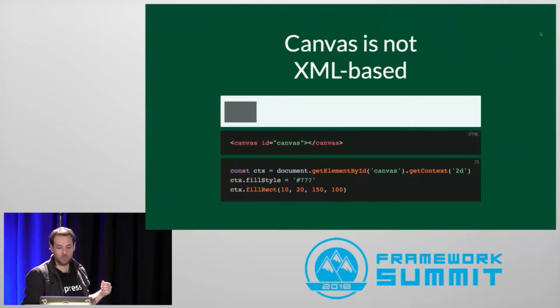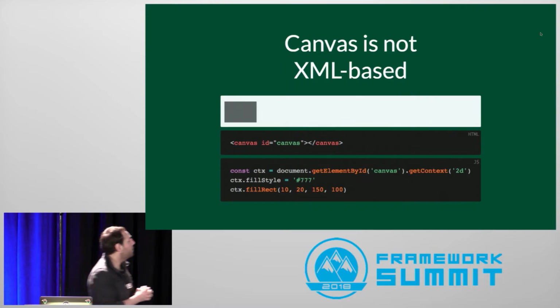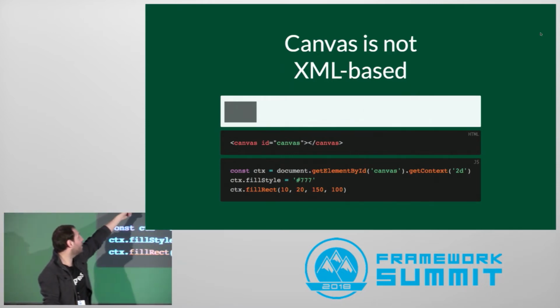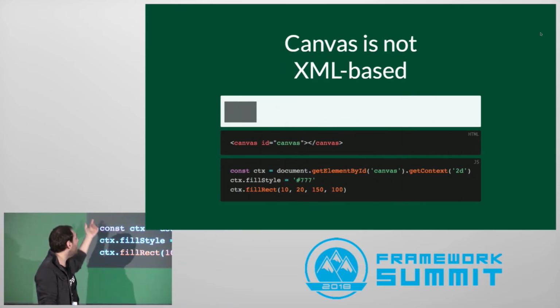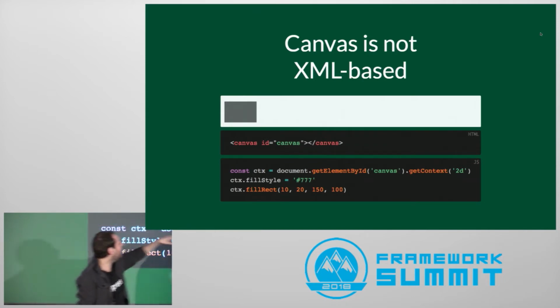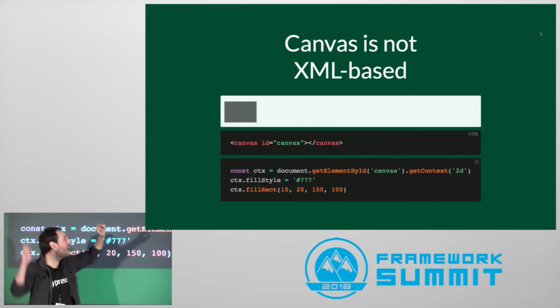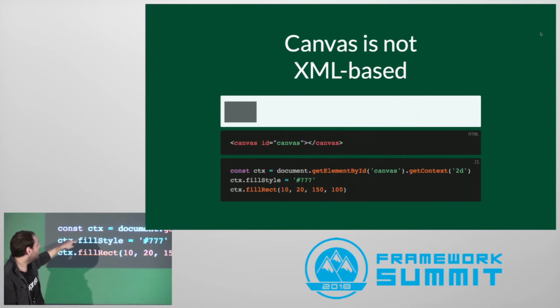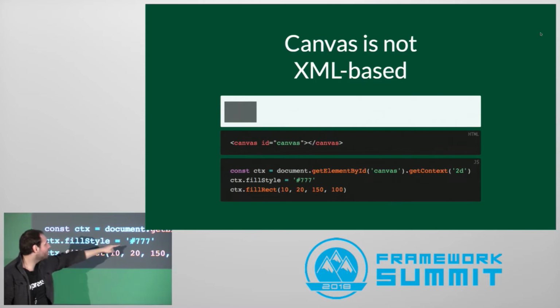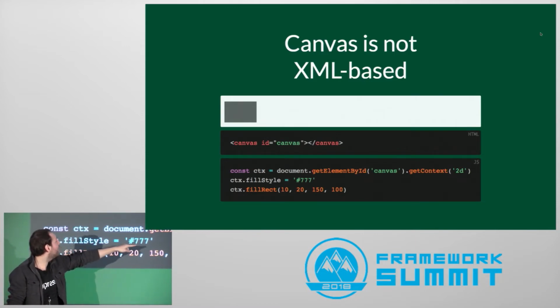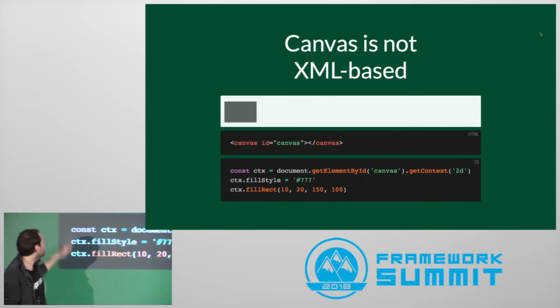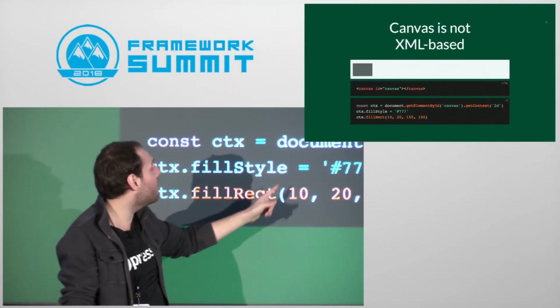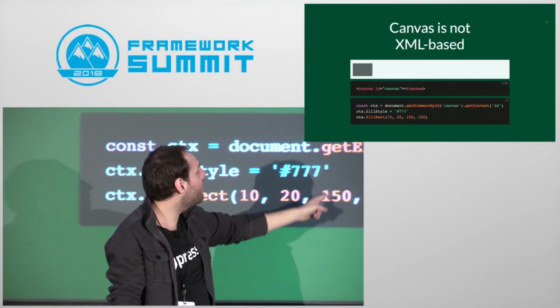And WebGL offers similar performance. Unfortunately, Canvas is not XML-based. So we do have a Canvas element here. But from there, we have to go into JavaScript, get that element, get the 2D context from the Canvas element, then use that context to choose a fill style, which is 777. That's our background. And then fill rect. And we have our X, our Y, our width, our height.